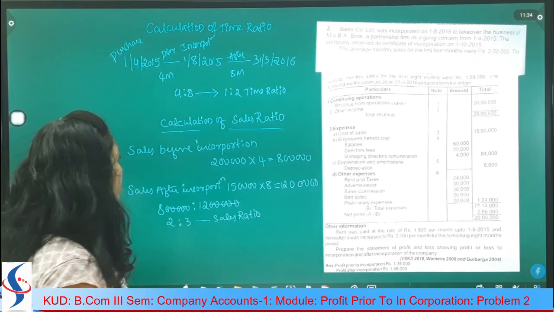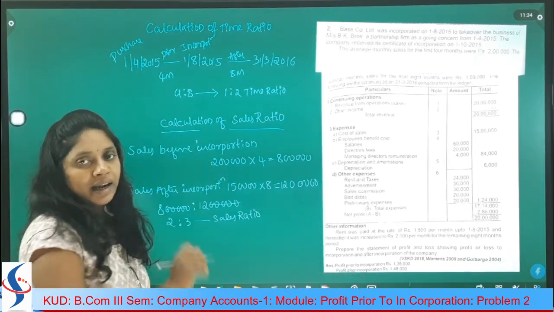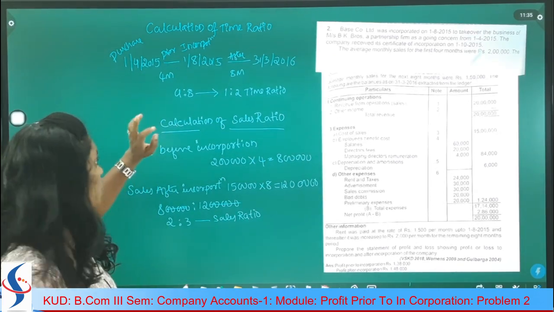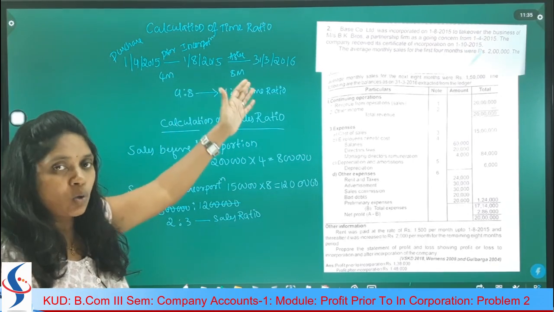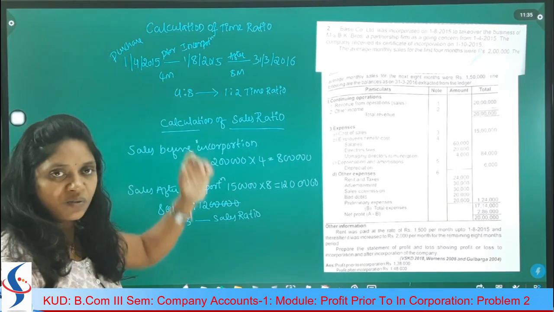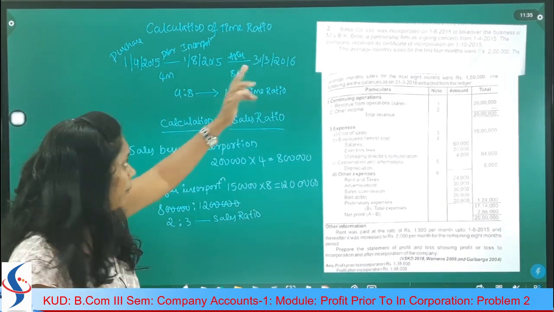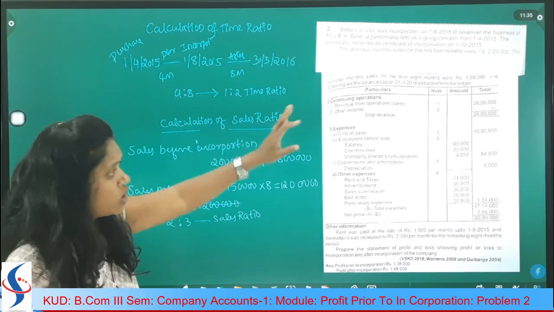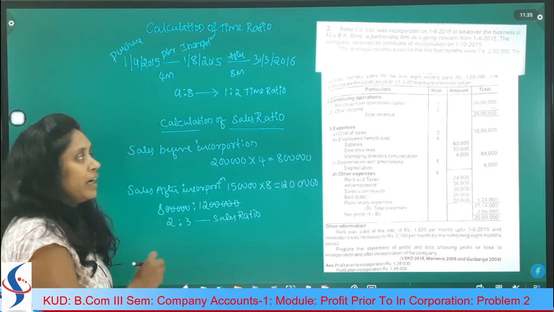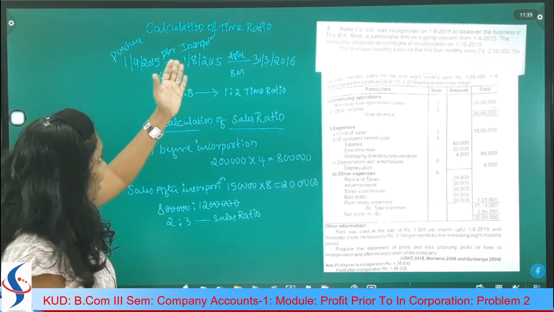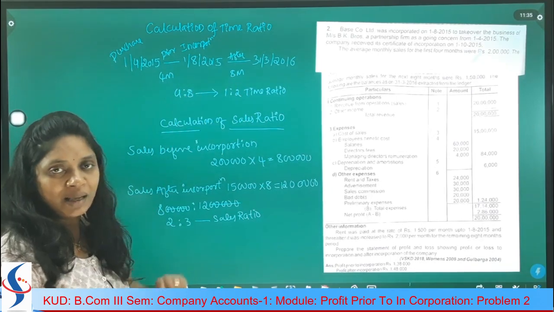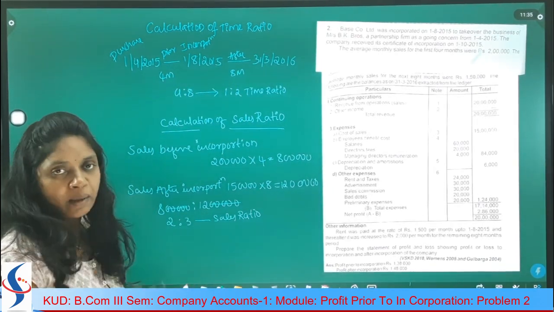So here are the two calculations. One is time ratio and another one is sales ratio. I repeat again, time ratio we calculated by using opening date, incorporation date and closing date. As I have given, opening date is 1st April 15, incorporation date is 1st August 15 and closing date will be 31st March 2016. That is also given in the question. From opening date to incorporation date, we call it prior period and it is 4 months, and from incorporation date to closing date it is 8 months. So 4:8 is a time ratio, or 1:2 will be our time ratio.